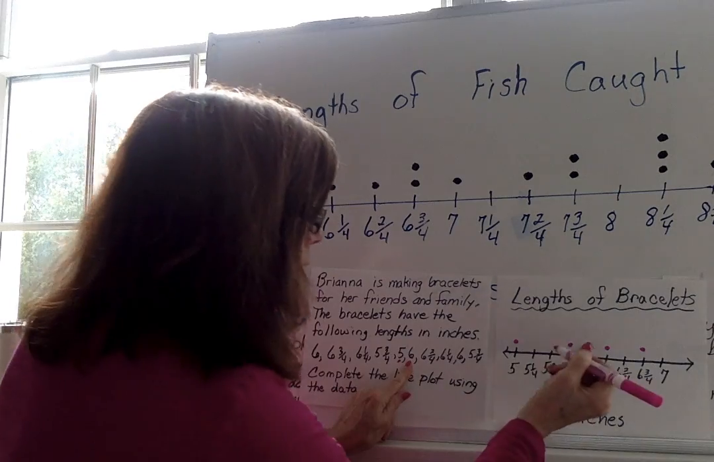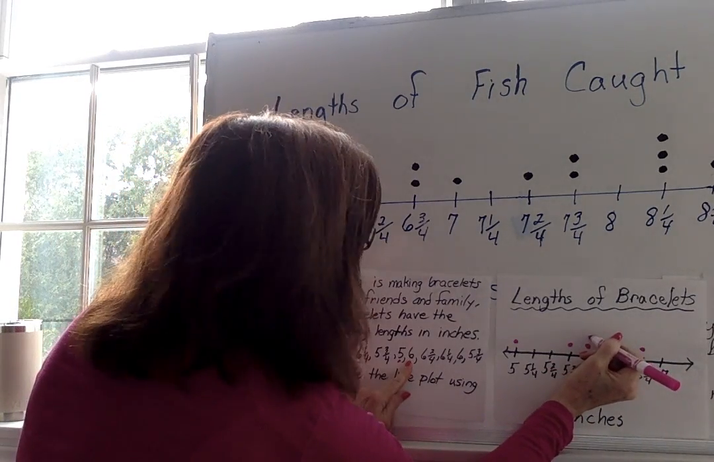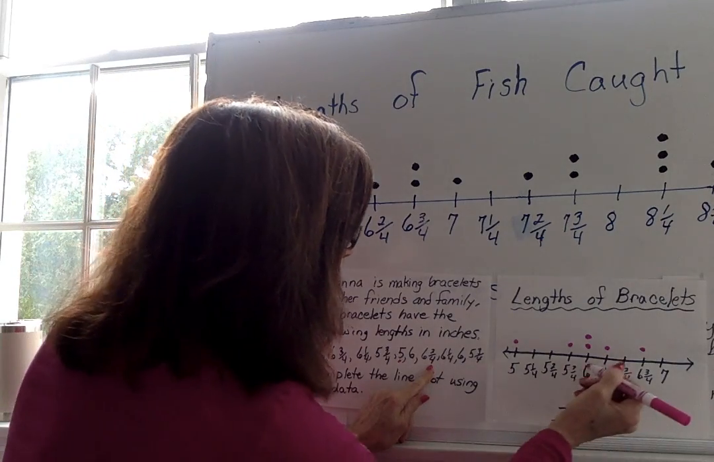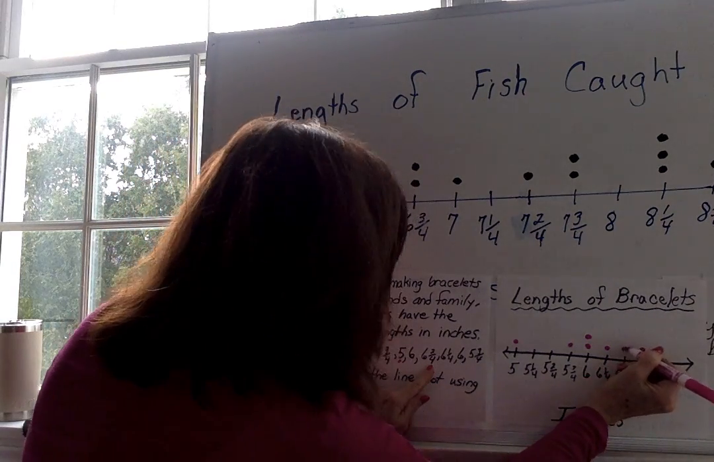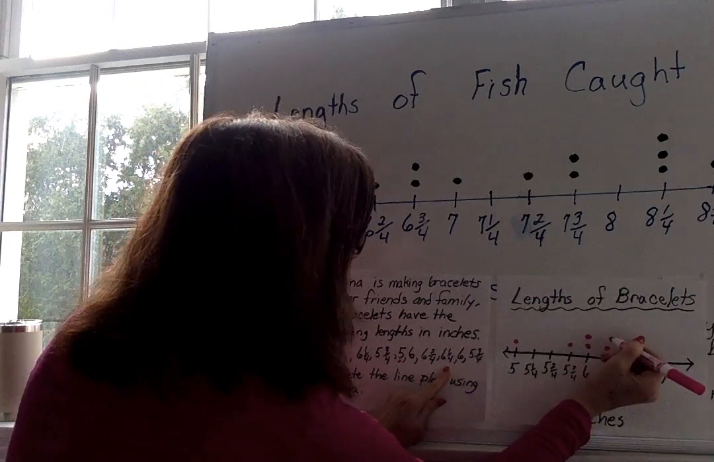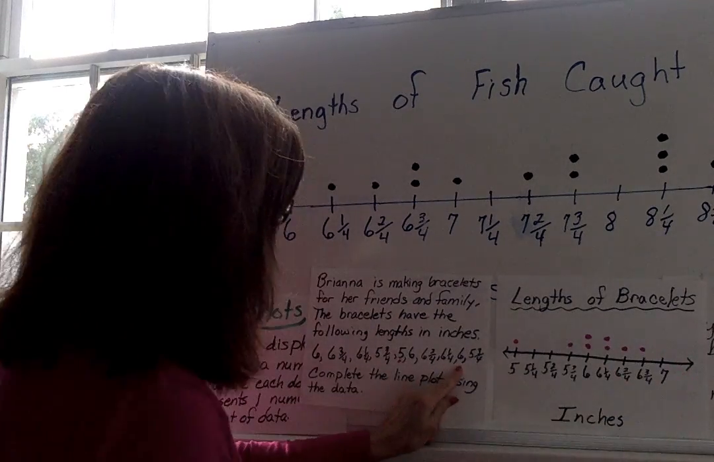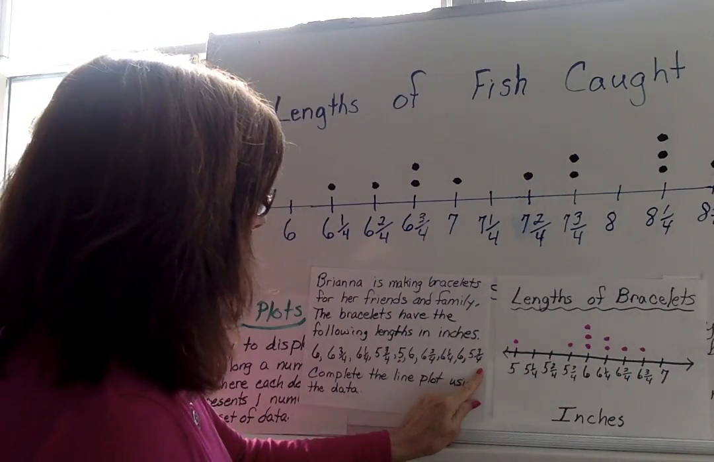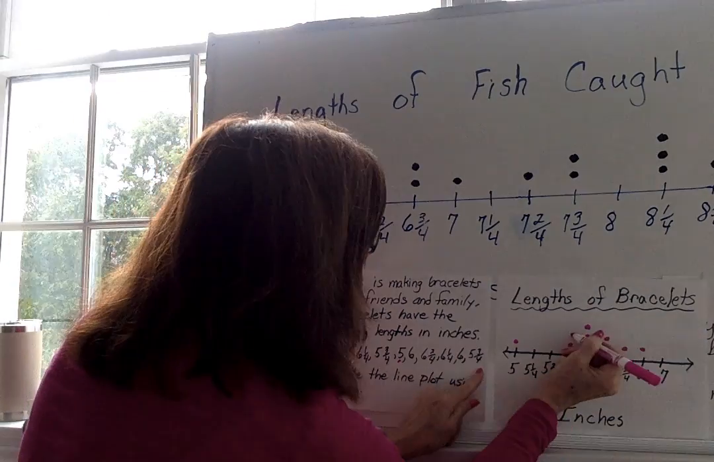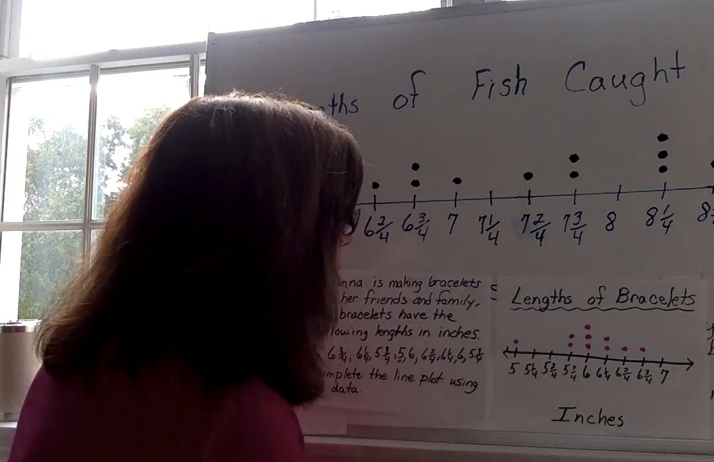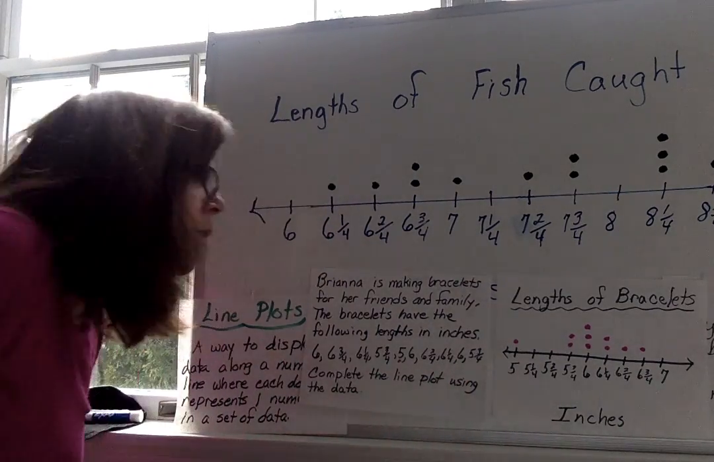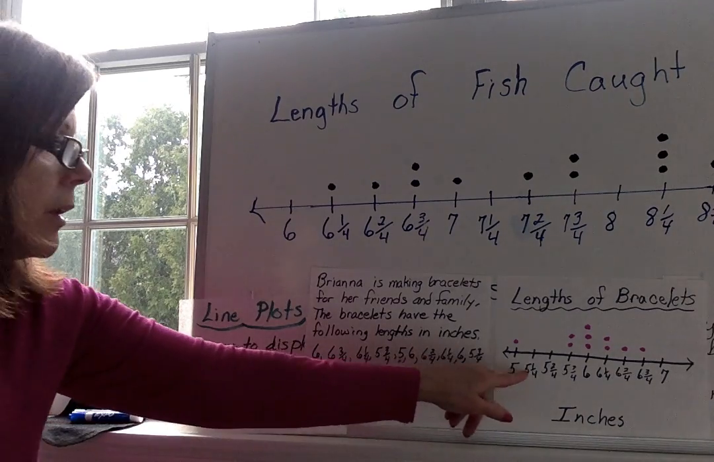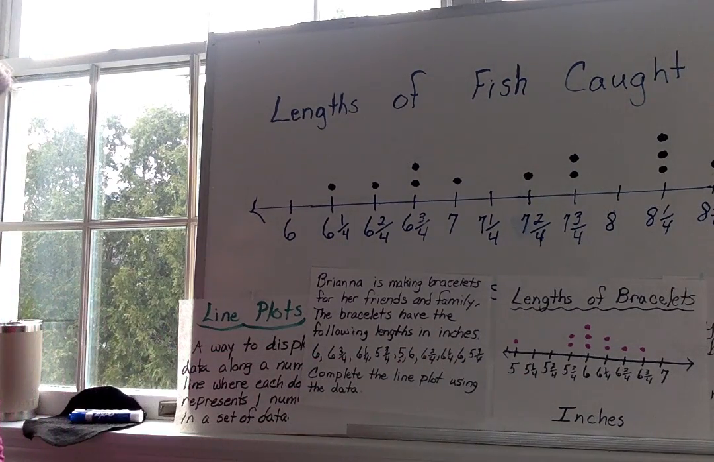and then 6. We have another one that's 6 inches, and then 6 2/4, and then 6 1/4, and then another that measures 6, and then the last one is 5 3/4. So there we have all the data from this input onto a line plot.